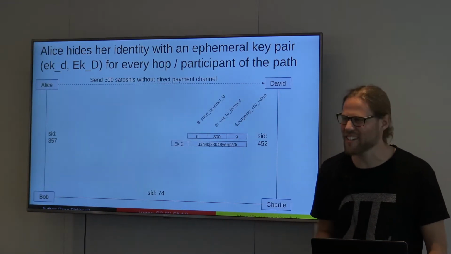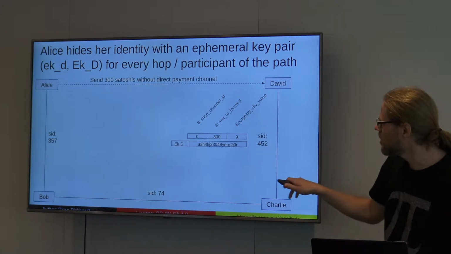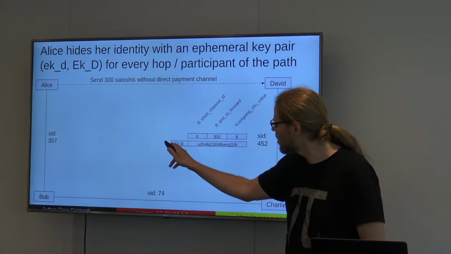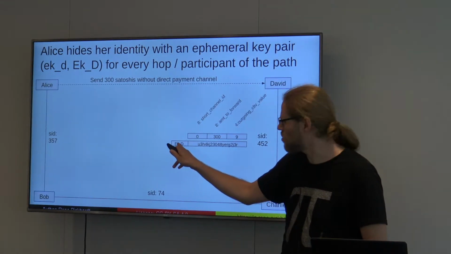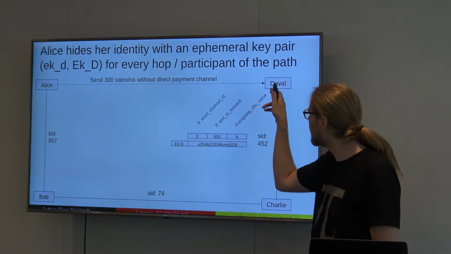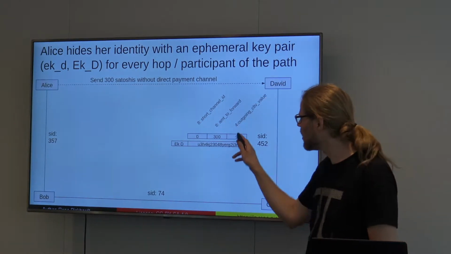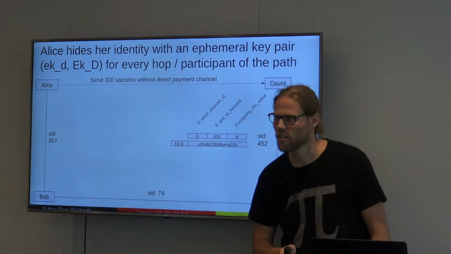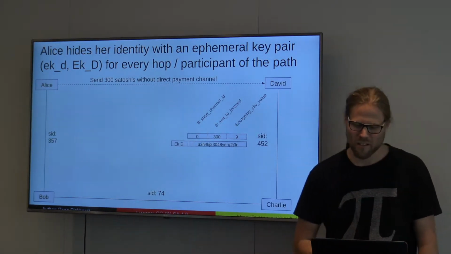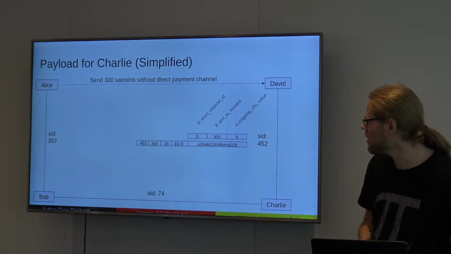So going back to that, we use the Diffie-Hellman key exchange to create a shared secret between the private key that belongs to this ephemeral key and the public key that belongs to David. And David, obviously, with this public key and his private node key, can decrypt this onion. And nobody else on the route can decrypt this onion. So this is what the inner part of the onion looks like.